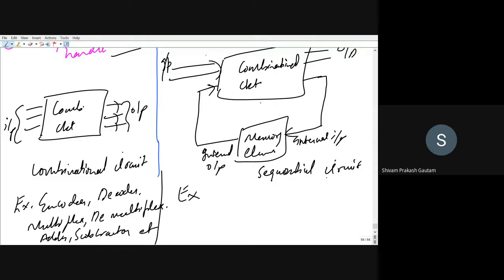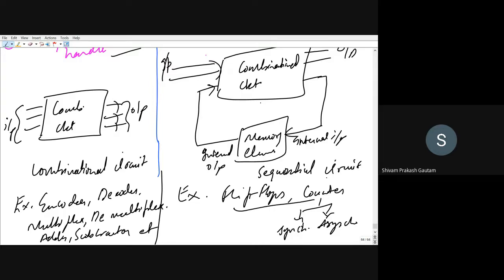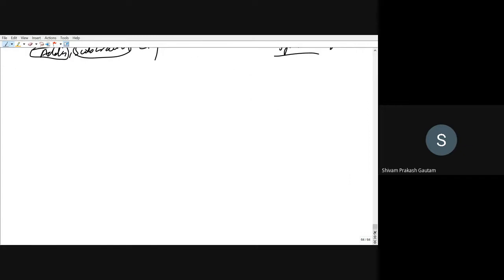Examples of sequential circuits are flip-flop and counter. Counter can be of two types: synchronous counter or asynchronous counter. This we will be covering maybe sometime later, right? This is in course objective 3 or 4, so we will be covering there. These flip-flops and counters we will be covering later. Whereas as of now we will be covering the combinational circuits, and we will start with adder, and then we will see subtractor, and so on. So first we will see adder.